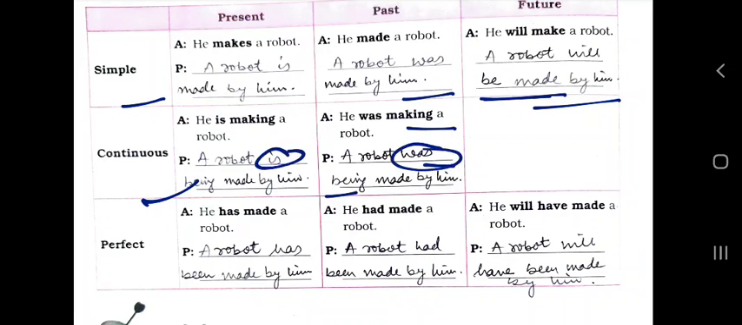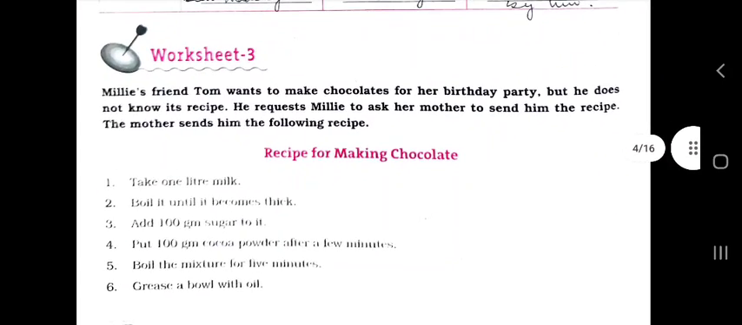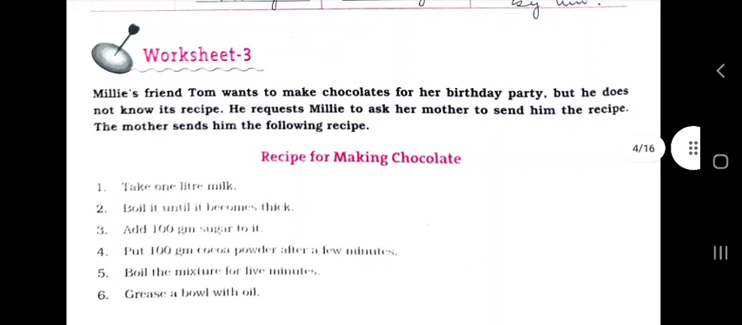Okay, and this remains blank. Now he has made a robot. A robot was been. Now present perfect में कैसे हो रहा है? He has made a robot. Now if you are to change this active into passive, a robot has been made by him. Now he had made a robot. Now this past tense, a robot had been made by him, and he will have made a robot. A robot will have been made by him. This is the part that you have to do and learn properly. Now worksheet 3.